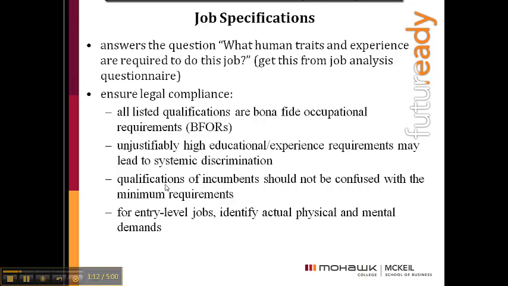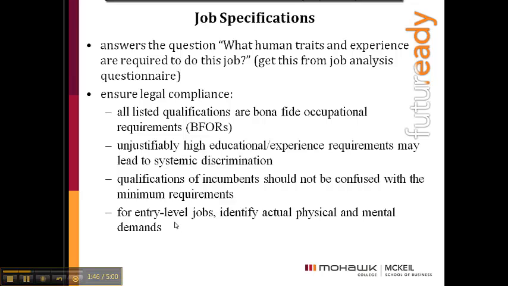We have to make sure that the qualifications of any incumbents, people who are already in the job, aren't confused with the minimum requirements. So we might say, well, we have somebody in that job now who has a master's degree, so if that person leaves, we want to get somebody in that job with a master's degree. Well, that person might have got a master's degree even though it's not required for the job. So just make sure that just because somebody who already holds the job has a higher level of education than what's really required, we're really reflecting in our specification the minimum requirement.